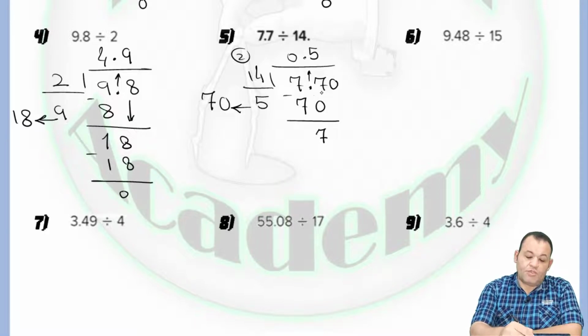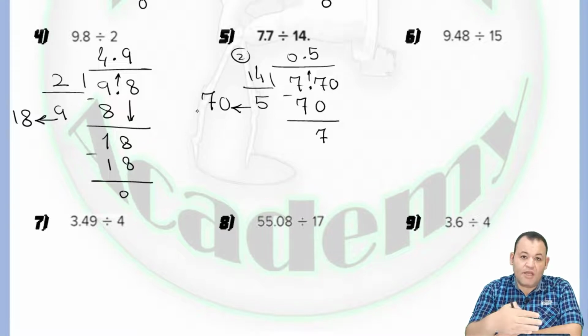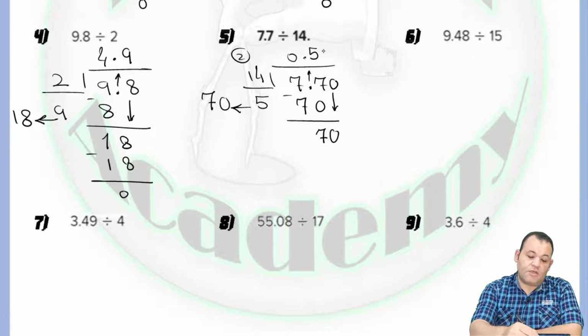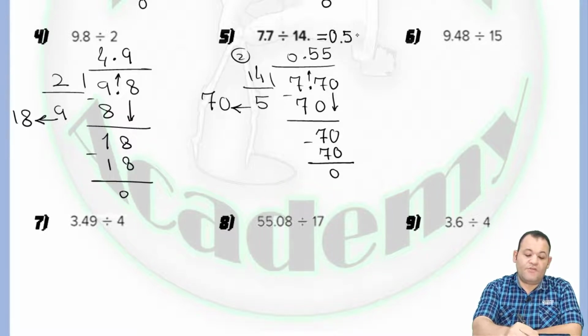Now we can add more zeros because we have a decimal. If you remember, when we have a decimal, you can add an infinite number of zeros. We just bring the 0 down. So we have here 70 divided by 14. The closest number will be 5 up and 70 down. Subtract, it will be equal to 0. So the quotient now will be equal to 0.55.